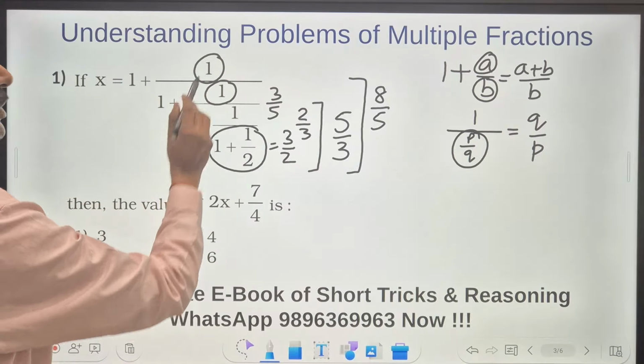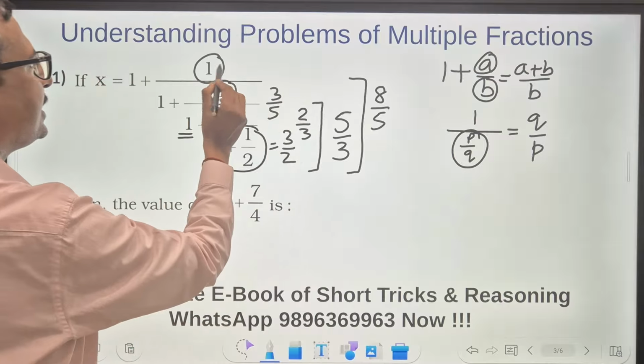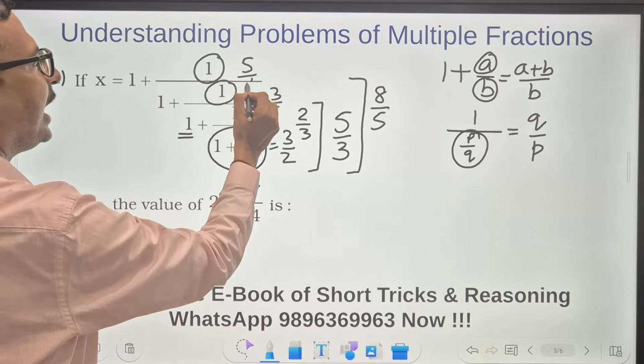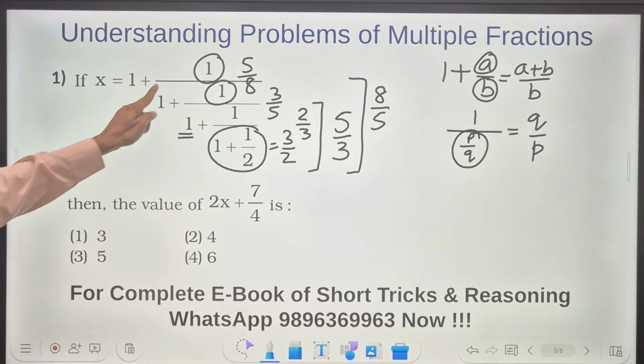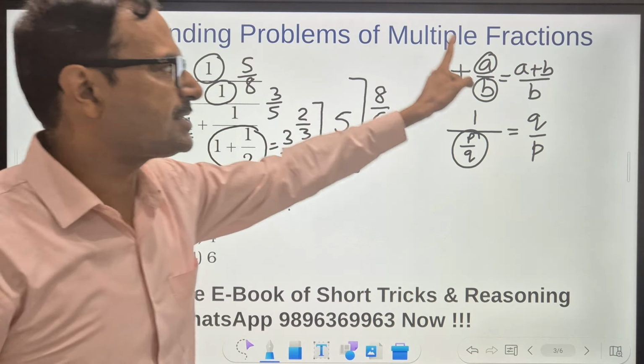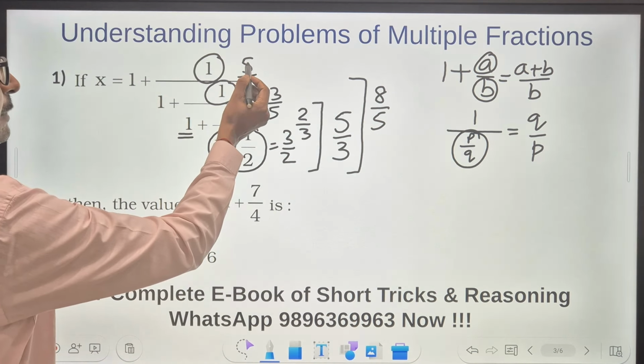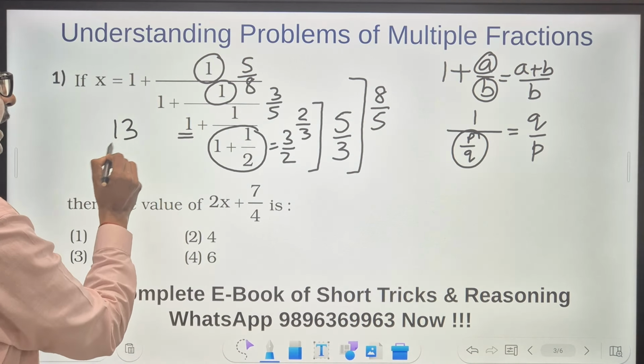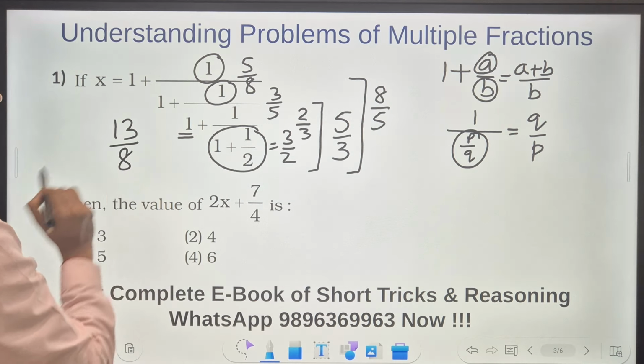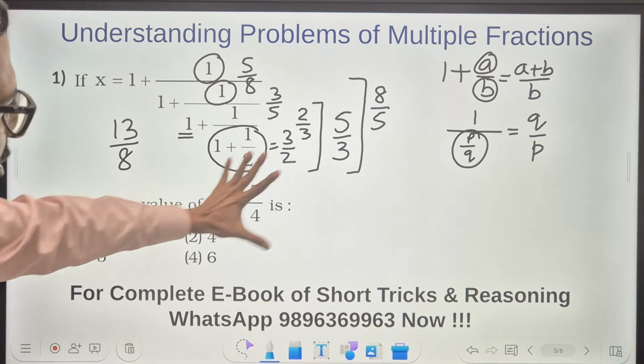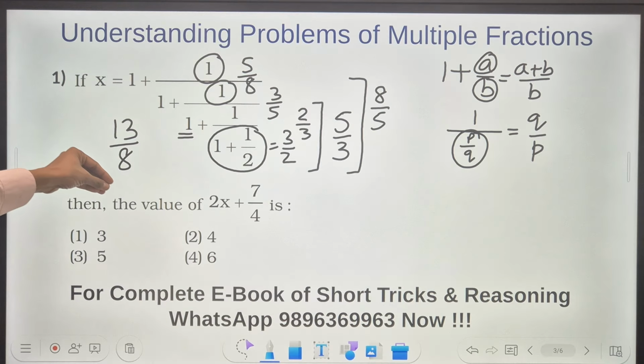Now use this, 1 upon 8 upon 5 is 5 upon 8, and finally 1 plus 5 upon 8. Use the same rule once more, you get 5 plus 8, 13, upon 8. So the value of this huge expression is 13 upon 8.